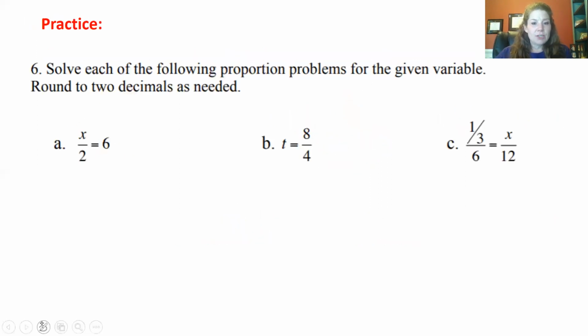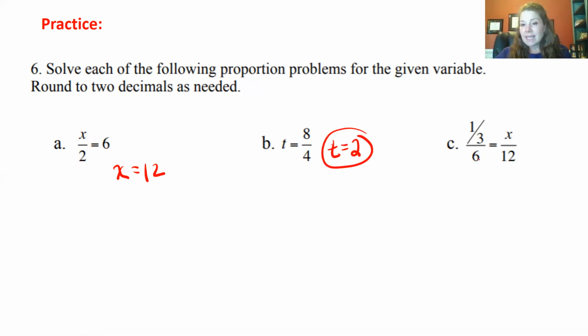All right, and then you had to do number 6. I'm thinking in my head, this says a number divided by 2 is 6. What divided by 2 is 6? Well, I know the answer is 12, right? So x is 12. T is equal to 8 over 4. Well, that tells you what the variable is equal to. T is equal to 8 divided by 4, which is 2, right? And then what times 2 equals 12? Well, 6 times 2 equals 12.